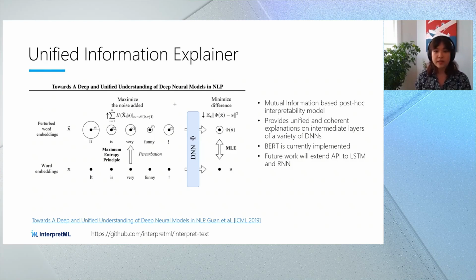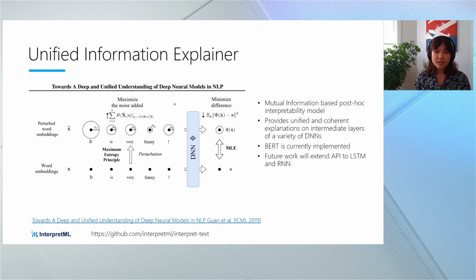There are 2 forces at work here that you can see in the diagram. As the word embedding is going through the layers of the DNN, it is perturbed, and we're trying to add as much noise as possible. What we want to see is how much the output changes as the noise is added. If a lot of noise affects the output, then it is an important word for that layer. If it doesn't affect the output, then it's not that important.